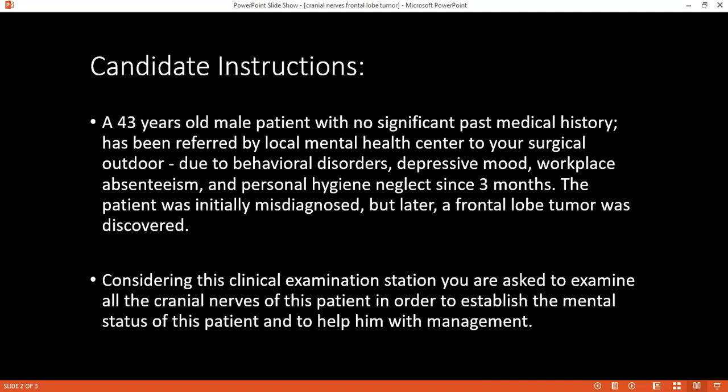To complete my examination, I ask the patient to make a full neurovascular examination for the upper and lower limbs, and the mini mental score examination if time is possible.